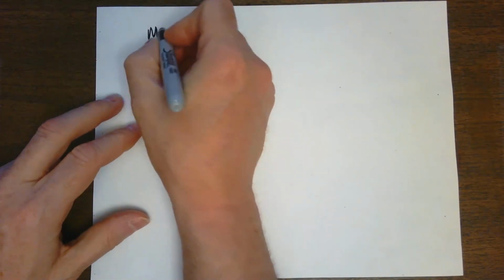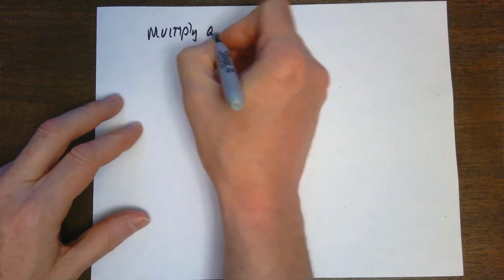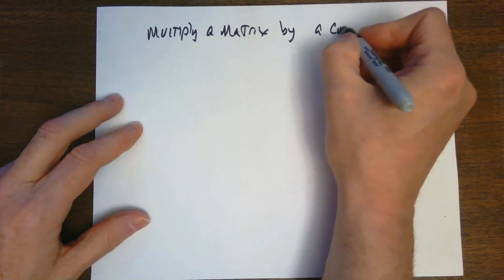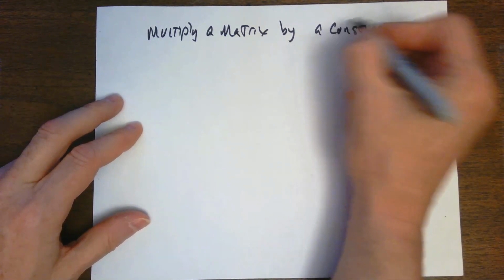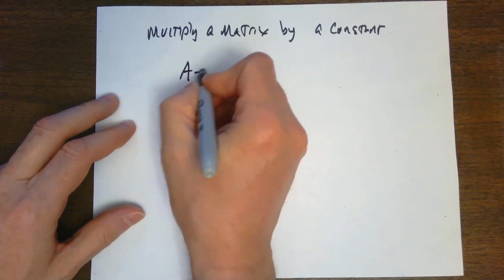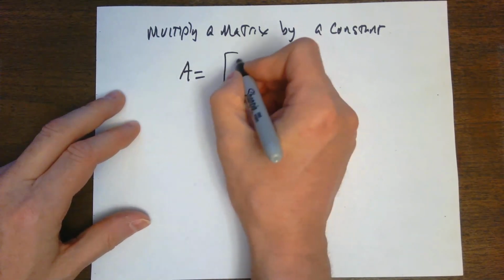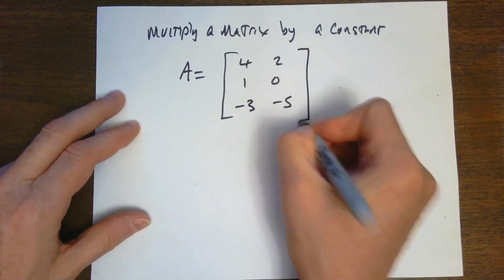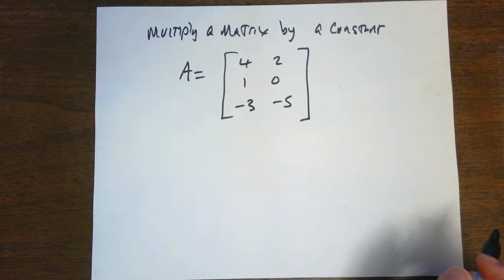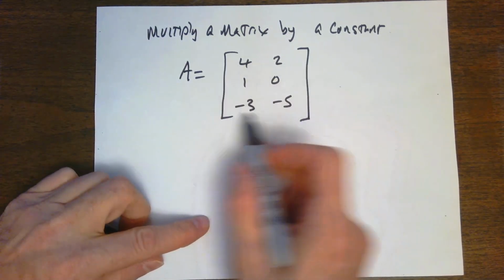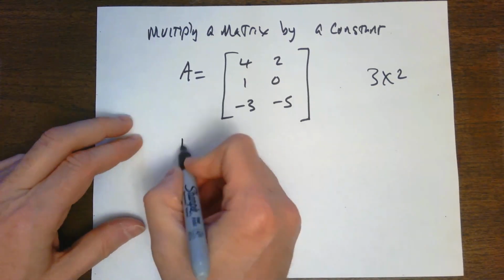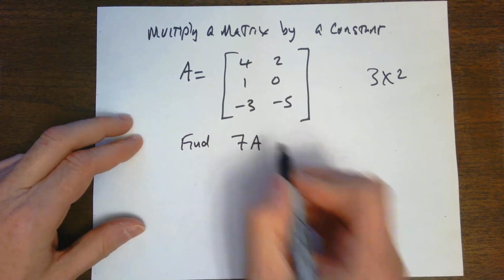So the first topic is going to be multiplying a matrix by a constant. Suppose I'm given matrix A as the following matrix: 4, 2, 1, 0, negative 3, negative 5. Now notice this matrix, what are the dimensions of this matrix? This matrix is 1, 2, 3 rows by 2 columns. This would be a 3 by 2 matrix. And I want to find 7A.